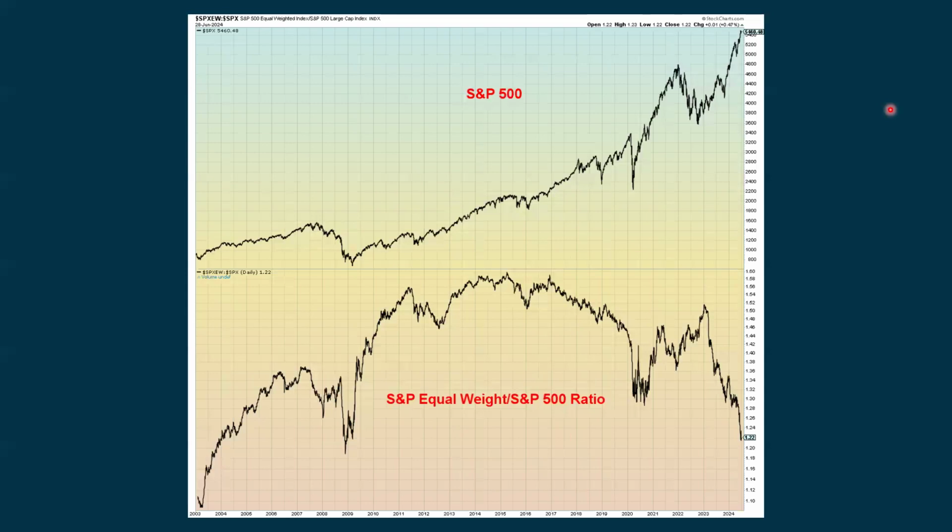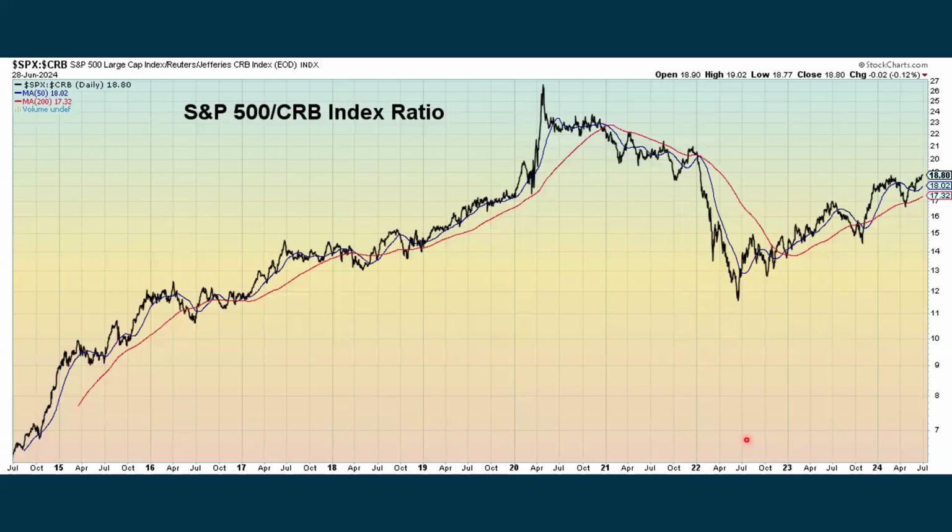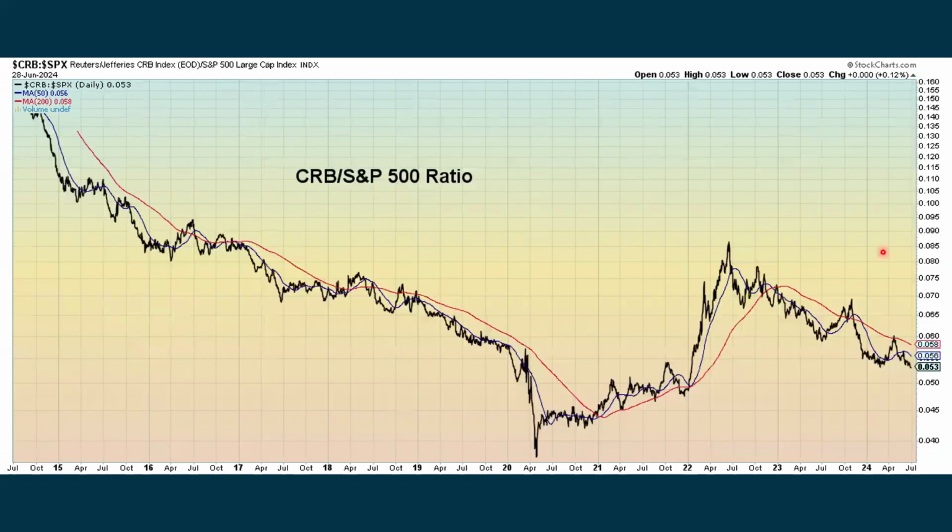Then here's kind of that same thing, only reversed, where we look at the equal weight to S&P 500 ratio, and this is tending to go down. That means the big stocks are still leading the market. Here's a ratio between stocks and commodities, showing how stocks are outperforming, even though when you look at them independently, they're both in uptrends. Here's an inverse showing how commodities are underperforming stocks.